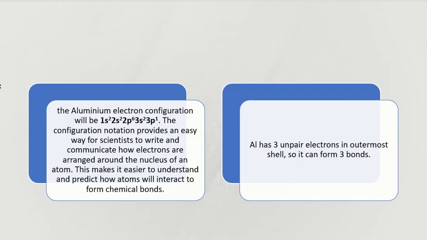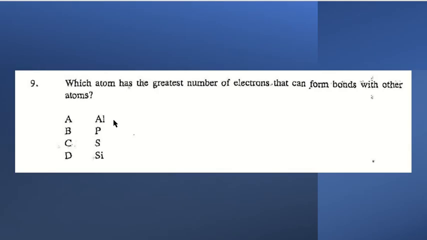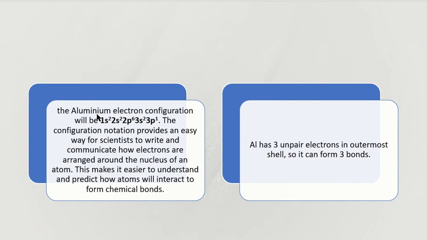In aluminium, first element is aluminium, second is phosphorus, option C is sulfur, and option D is silicon. So first, look at the aluminium electronic configuration: 1s2 2s2 2p6 3s2 3p1. Let's see, the outermost shell is 3s2 3p1. Only 3 electrons in the valence shell or outermost shell.